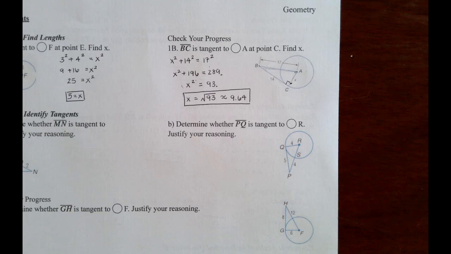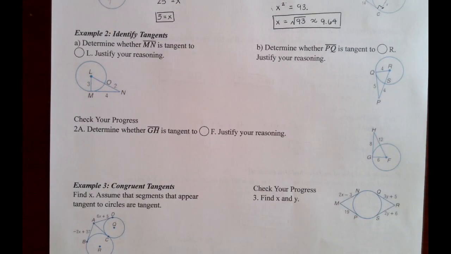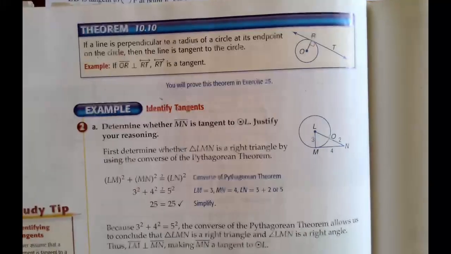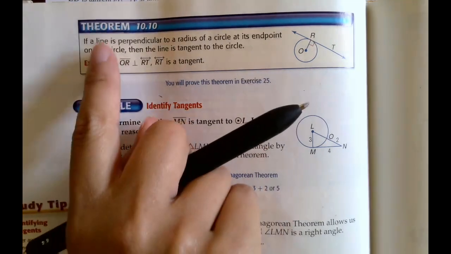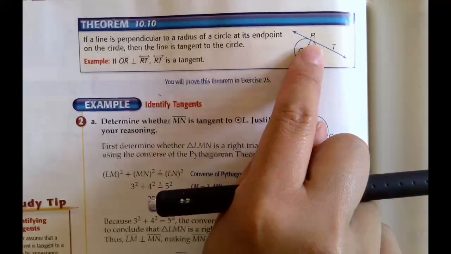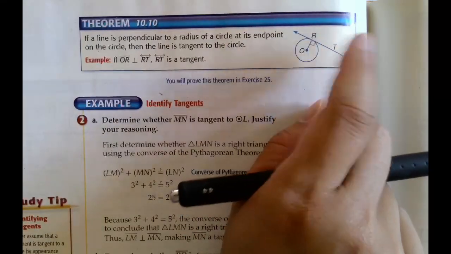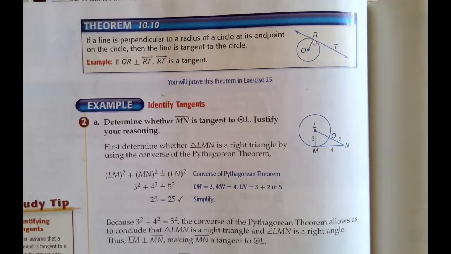Before you move on to example 2, we can also know the converse of the previous theorem. So before it was if it was tangent, then it was perpendicular. This time it's flipped. This time if the line is perpendicular to the radius of a circle at the end point on the circle, then that line is tangent. So this is the converse of the previous theorem.